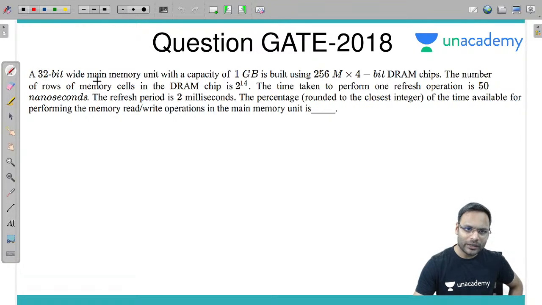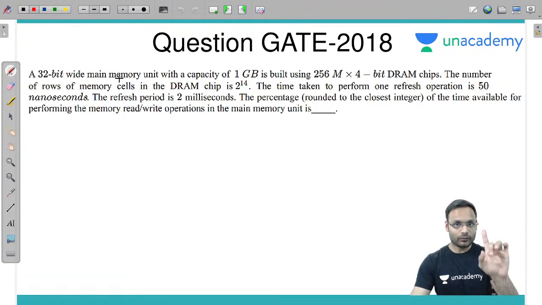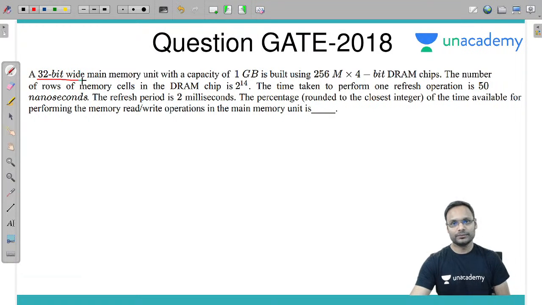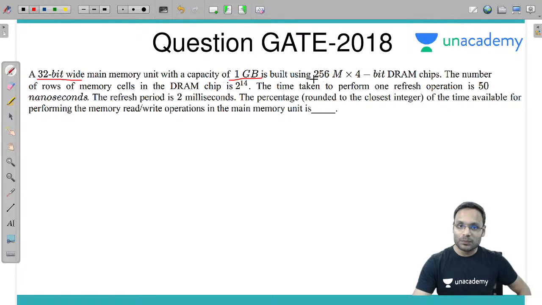A 32-bit wide main memory means whenever the CPU wants to access an address, the CPU needs 32 bits of content. The CPU expects 32-bit content from main memory. 4 bytes, with a total capacity of 1 GB, is built using this kind of DRAM chips. Fine. The number of rows of memory cells in the DRAM chip is 2 power 14. So the number of rows is directly given, 2 power 14. Fine. The time taken to perform one refresh operation is 50 nanoseconds. The refresh time is given. The number of rows is directly given.